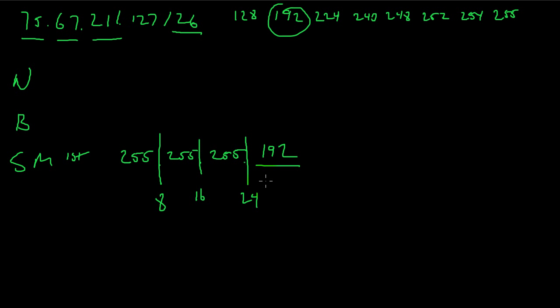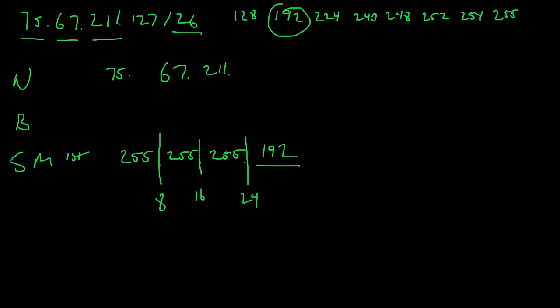Very easy. Okay. Now what I'm going to do is figure out my network address, and the network address is pretty easy. Since we cut at the fourth part, we know that the first three parts are going to be unchanged. So 75, 67, 211. Okay, that part is going to be the same.